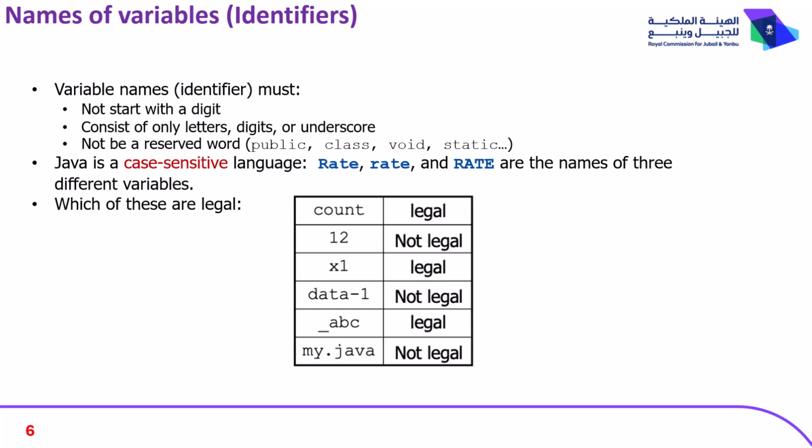Names of variables, identifiers. When naming your variables or identifiers, follow these three rules. First, they cannot start with a digit. Second, they must only consist of letters, digits, or underscores. Third, they cannot be reserved words like public or static. Remember, Java is case-sensitive, so rate with a capital R is a different variable than rate with a lowercase r.